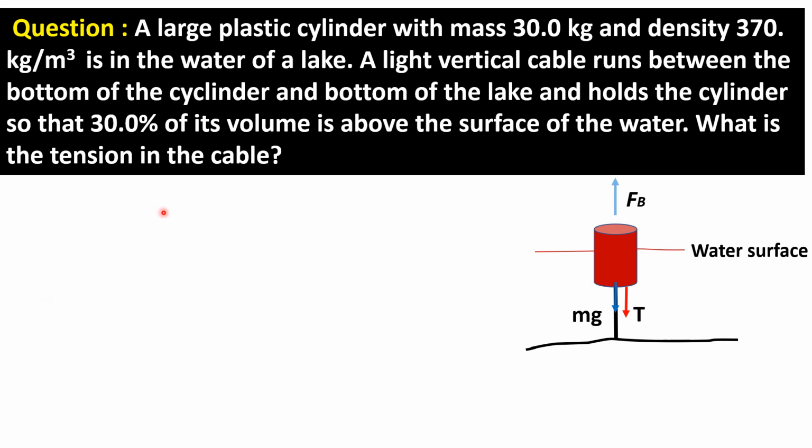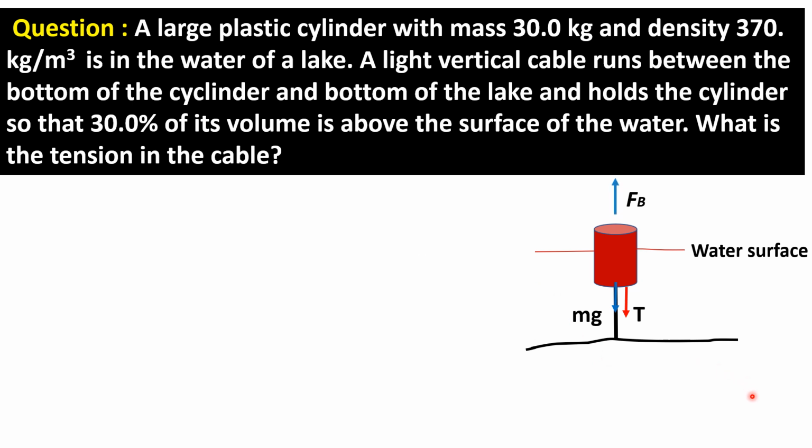Question number 4. A large plastic cylinder with mass 30.0 kg and density 370 kg per meter cube is in the water of a lake. A light vertical cable runs between the bottom of the cylinder and the bottom of the lake and holds the cylinder so that 30.0% of its volume is above the surface of the water. What is the tension in the cable?